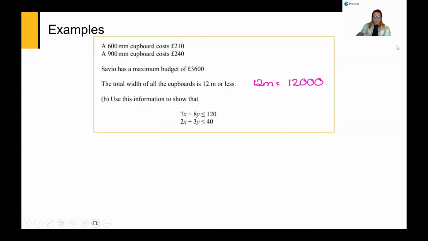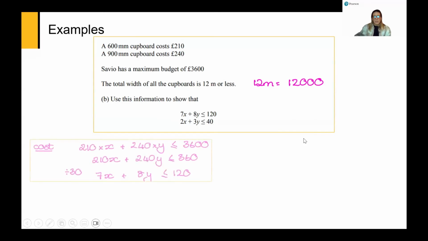Then we had to work out the total, with the total width of the cupboards being 12 meters or less, and the fact that he's got a maximum budget. Can we use that to define these inequalities given? So it's almost a prove that, or as defined here, a show that question. So it's setting them up. We've got the cost.